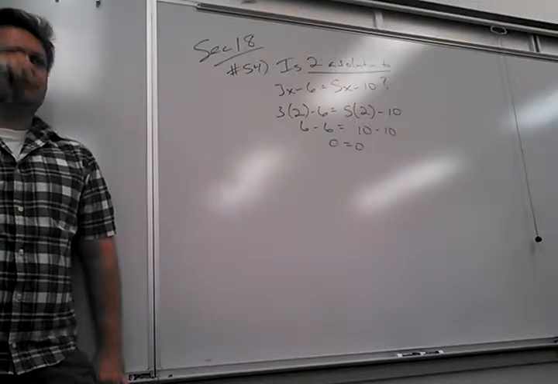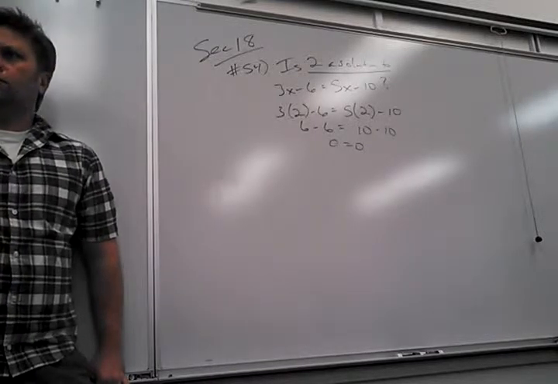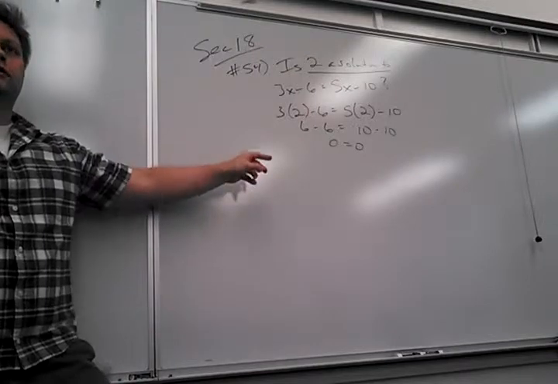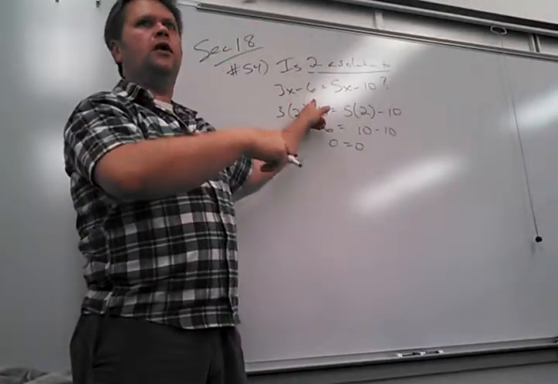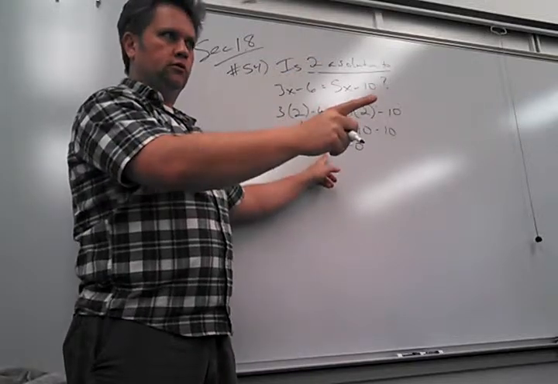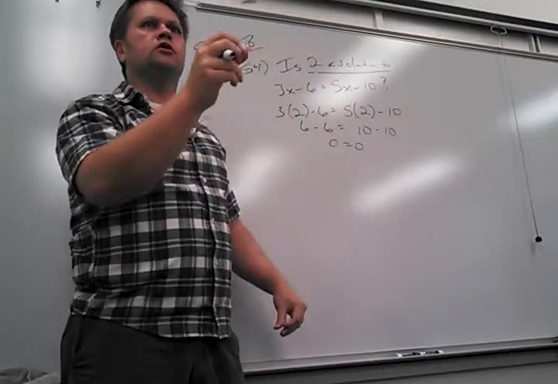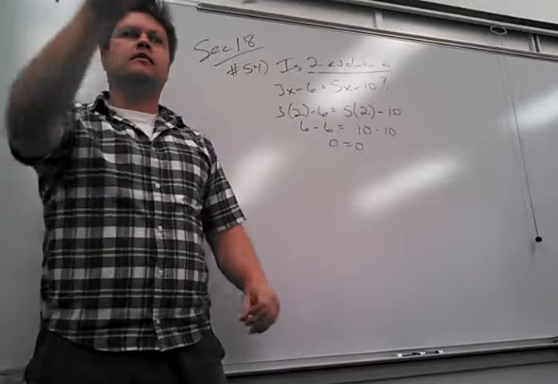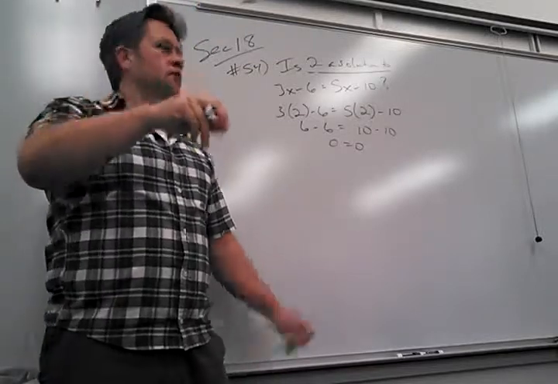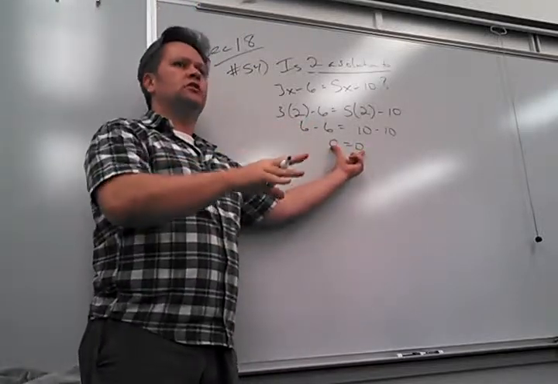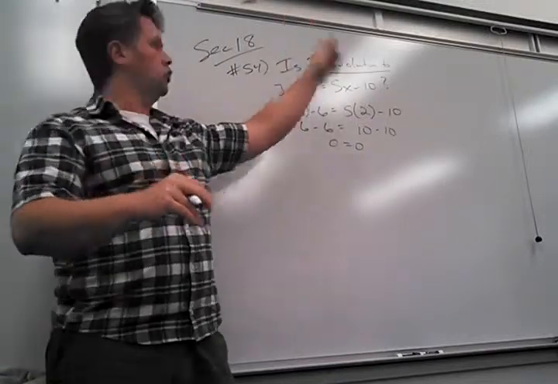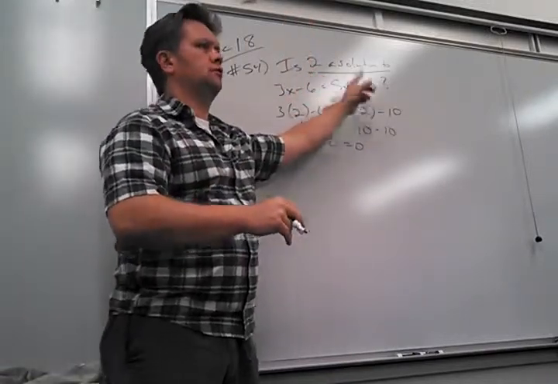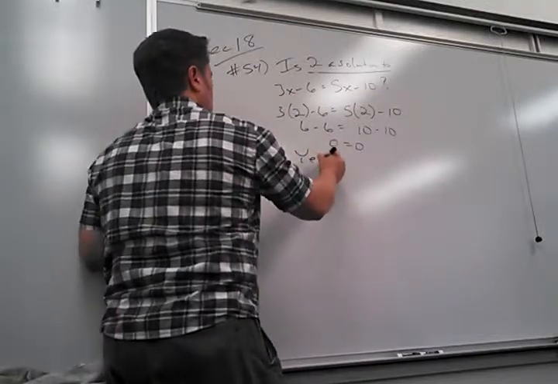Does that mean the answer is 0? No. The fact that that's a true statement tells me that 2 is the answer. When you plug 2 in, it made it true. That's really what solving an equation does. You find the value that will make that equation true. This 0 has nothing to do with the answer. It just is telling you, yeah, 0 equals 0. So then that's the solution. 2 is the number that makes both of these sides equal. So yes, 2 is the solution.